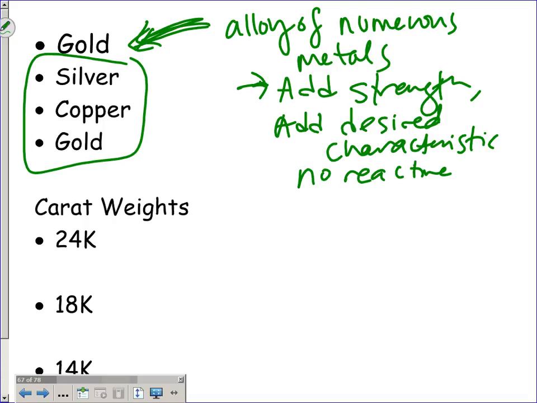Okay, so they add strength, they add some sort of desired characteristic, and those desired characteristics can be somehow limiting the reactivity. I'm sure you guys have seen those backs of jewelry labels like contains nickel. Why does that matter? Does anybody know why that matters? No.